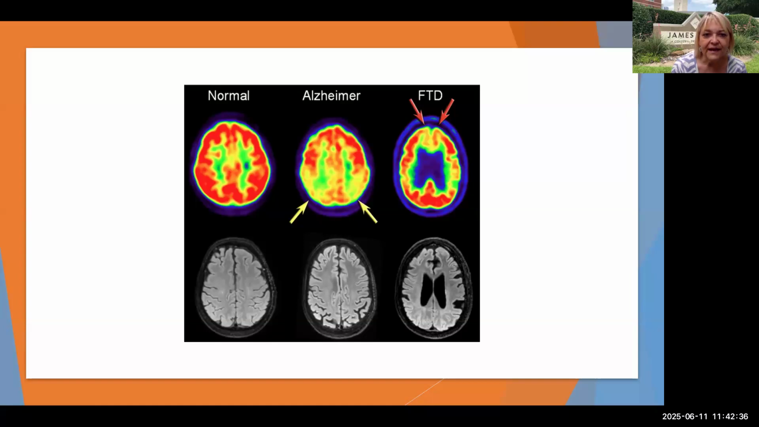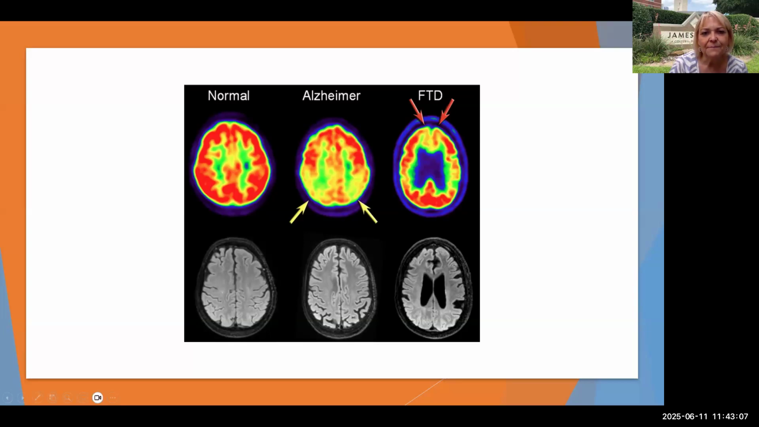Now, what I want you to look at in that FTD is look right up here at the front. Look right up here where those arrows are pointing where it says FTD. That's the frontal lobes. On Alzheimer's, the atrophy is close to the same, and then there's the normal 3-pound brain. But in FTD, we don't have hardly any atrophy at the back, but we've got all kinds of atrophy up here at the front.